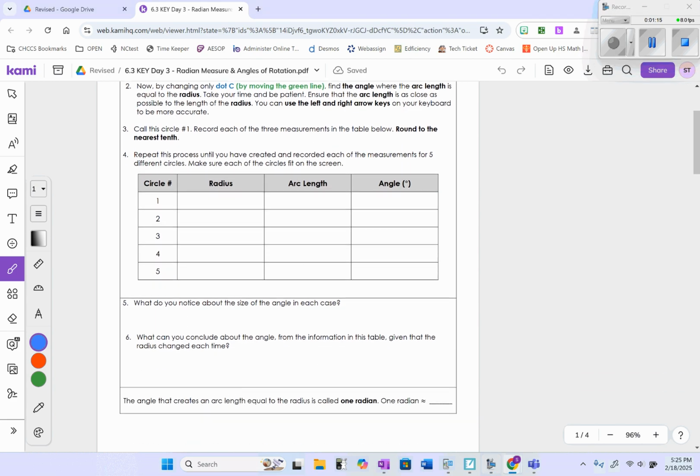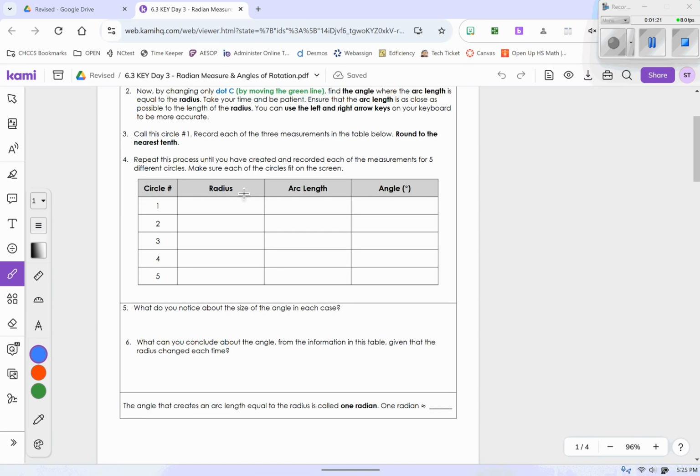So you should have filled in this table already. Let's go down here. Again, you would put your radius, whatever it was. So we had a radius of 1 and an arc length of 1, and we got 57.3 degrees. And it didn't matter what we chose: 2 and 2 gave 57.3 degrees, 2.3 and 2.3 gave 57.3 degrees. So it didn't matter what the radius and the arc length were. If they were equal, they were always going to give us the same value for the angle. So what do you notice about the size of the angle? They are the same.